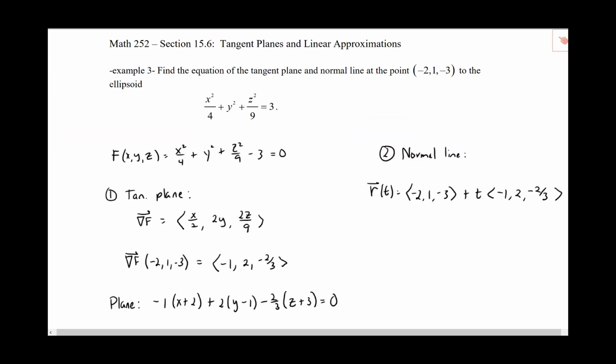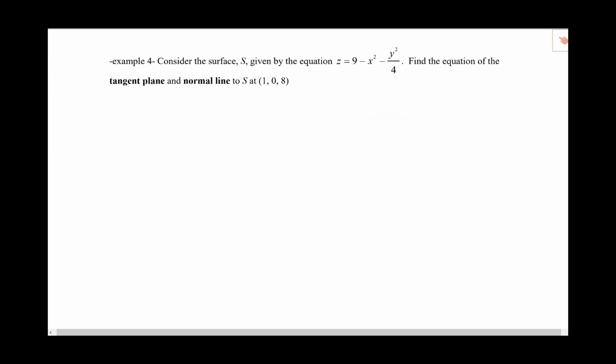Let's go on now to example 4. In example 4, we're given the surface in the form z equals. So we actually have 2 different ways we could approach this. Method 1. We could rewrite this as a capital F of x, y, z by subtracting the z over to the right-hand side and setting this equal to 0. If we do that, then we're going to start with the gradient of our capital F. The gradient of F would be the vector -2x, -y over 2, -1.